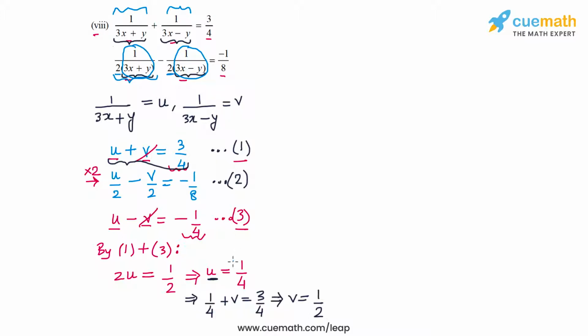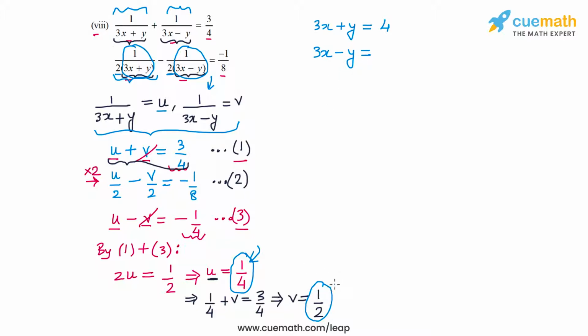So far we have concluded that u is equal to 1 by 4 and v is equal to 1 by 2, but what we need to find out are the values of x and y. So let's go back to our substitutions and write equations in x and y. We have 1 by 3x plus y is equal to u, so 3x plus y will be equal to 1 by u. And what is 1 by u? Because u is 1 by 4, 1 by u will be 4. From the second substitution, 1 by 3x minus y equals v, we can write 3x minus y equals 1 by v. And what is 1 by v? Because v is equal to half, 1 by v is equal to 2.